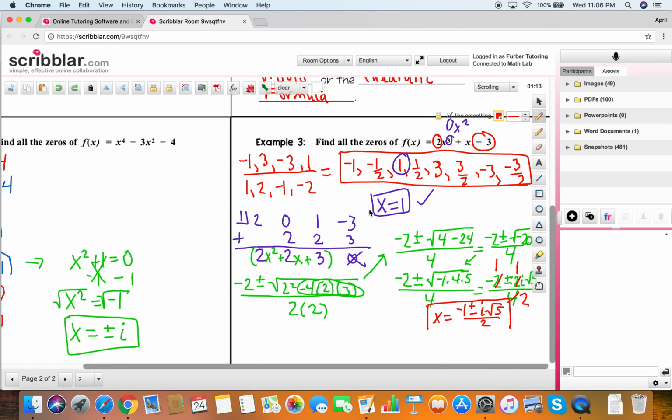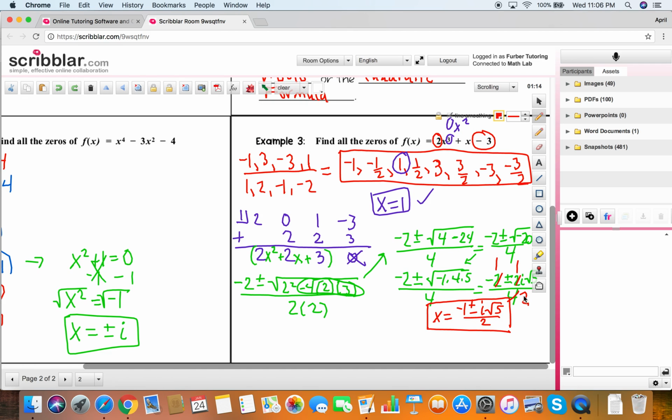So one root is x equals 1. The other roots, there's 2 of them here. Negative 1 plus I square root of 5 divided by 2, and negative 1 minus I square root of 5 divided by 2. And those are the values that you're going to have for your roots or zeros of the function, or another name for all of those is solutions for the function.